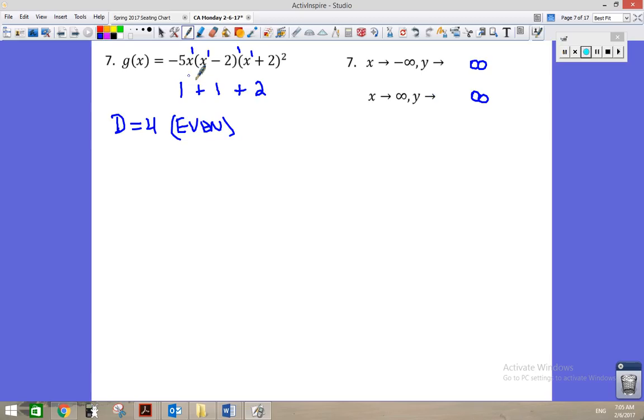Let's determine the leading coefficient. If we look at the coefficient in each factor, negative 5, positive 1, positive 1 squared, which is still 1, so the leading coefficient is negative, which means that both of these are negative.